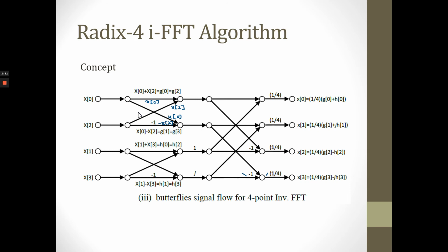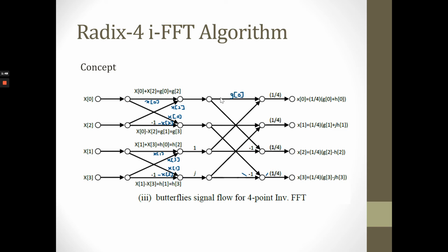Okay, so this is the butterfly signal flow for 4 point of inverse fast Fourier transform. And based on the equation, this is x0, this is also x0, this is x2, and this is negative x2 since it is multiplied with negative 1. So the next one for odd function, we have x1, and this is also x1. From this point, this is x3, and this is multiplied with negative 1, so it becomes negative x3.